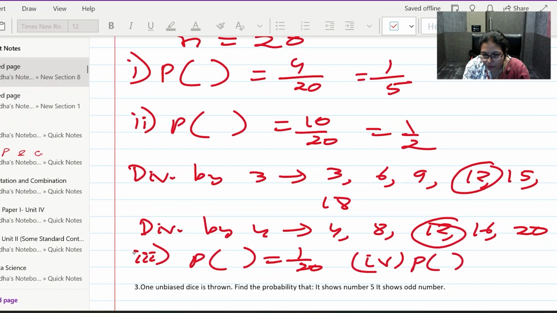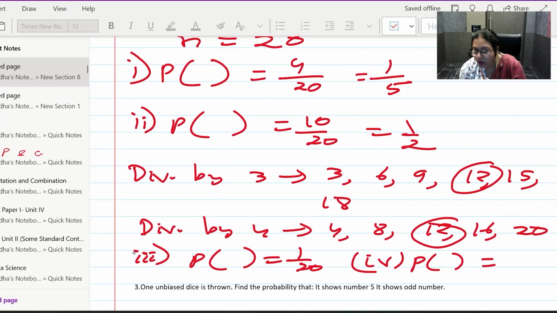Fourth question is 3 or 4. The numbers which are divisible by 3 or 4. Right. So here we are getting how many numbers? 1, 2, 3, 4, 5, 6. And here 1, 2, 3, 4, 5. Total 6 plus 5, 11 numbers are there.